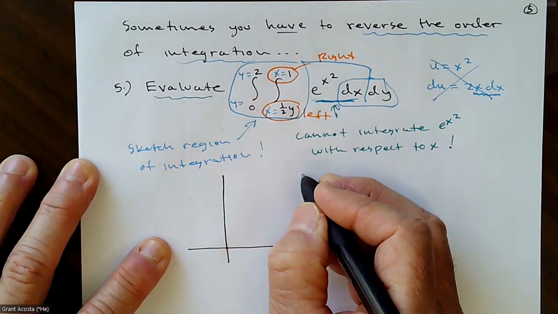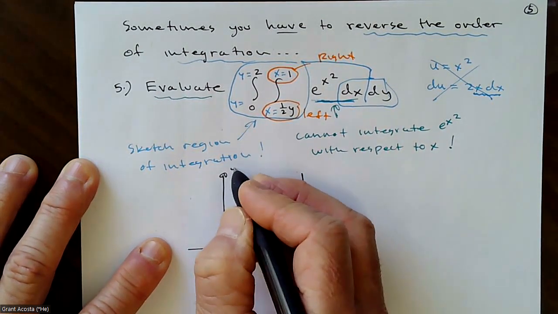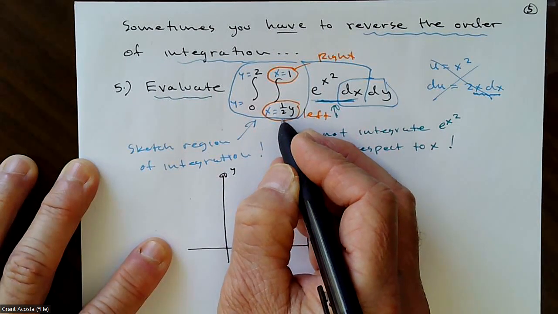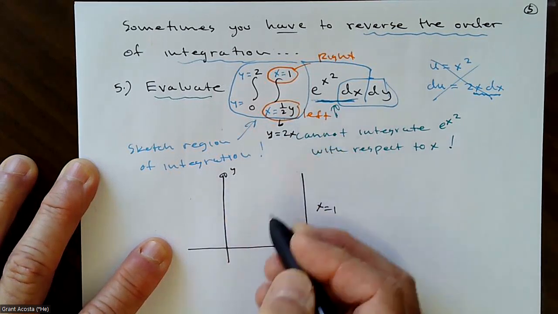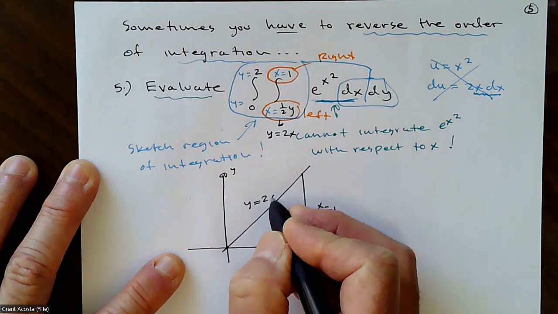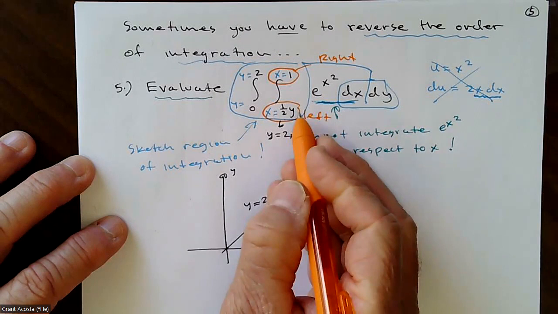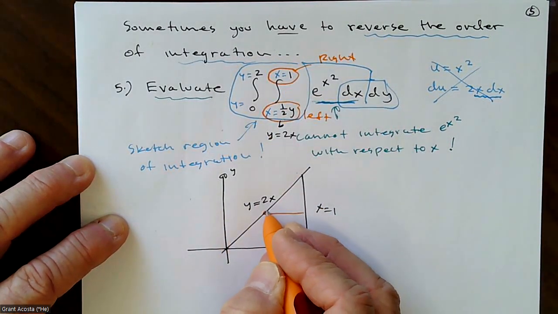X equals 1 is just a vertical line. X equals 1/2 y. If that gives you trouble, notice that x equals 1/2 y is the same thing as y equals 2x if you solve it for y. That's just a line with a fairly steep slope like this. And I can now kind of imagine some rectangles that are hitting this on the right, this on the left. So there's one rectangle.